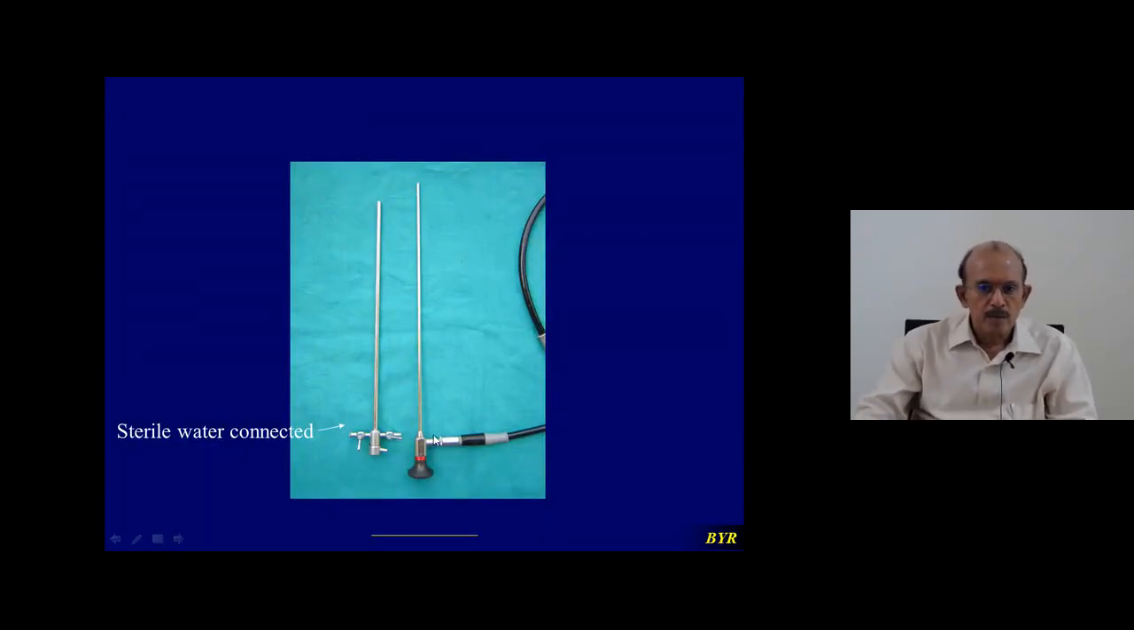Now, the telescope alone is not passed into the urethra. It will have a sheath for it to pass. So this is the sheath into which the telescope is inserted, and the whole combination is passed into the urethra.